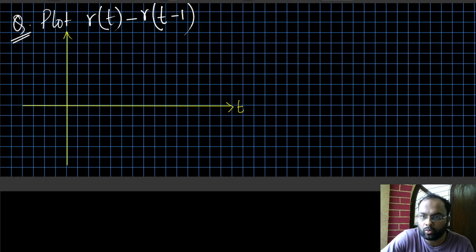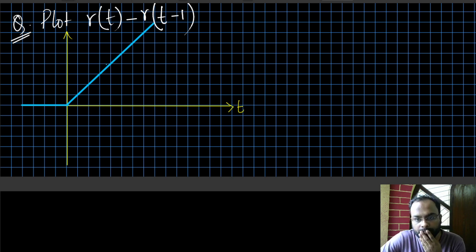So all of you already know what r(t) looks like, right? So this is what r(t) looks like, and this is t equal to 1. So my question to you is this: what does minus r(t minus 1) look like?